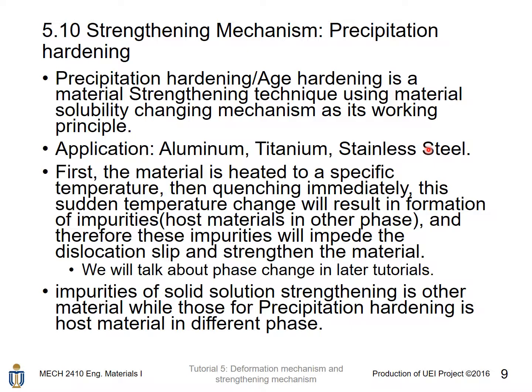And impurities of solid solution strengthening are other materials, while those for precipitation hardening are host materials in a different phase. That basically means that impurities of the solid solution are added from another material, but precipitation hardening is basically the same material, but at different parts of the material, it has a different phase.